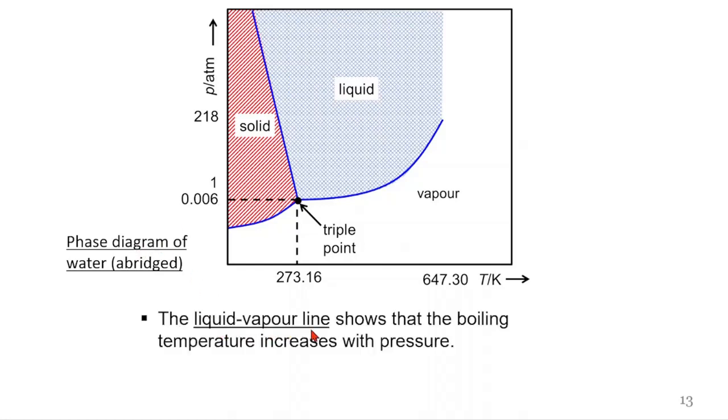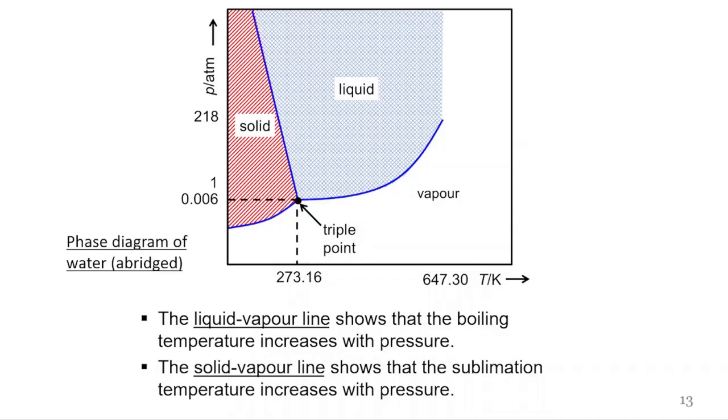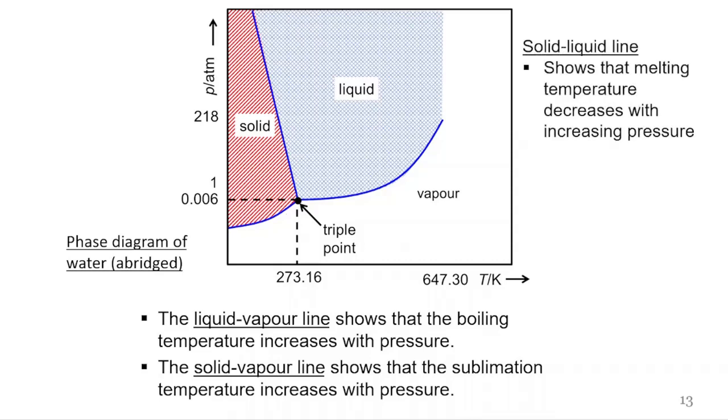And the liquid vapor line shows that boiling temperature increases as pressure increases. That's liquid vapor line, this one. The solid vapor line, which is this one, shows that sublimation temperature increases as pressure increases as well. The solid liquid line shows that melting temperature decreases with increasing pressure.